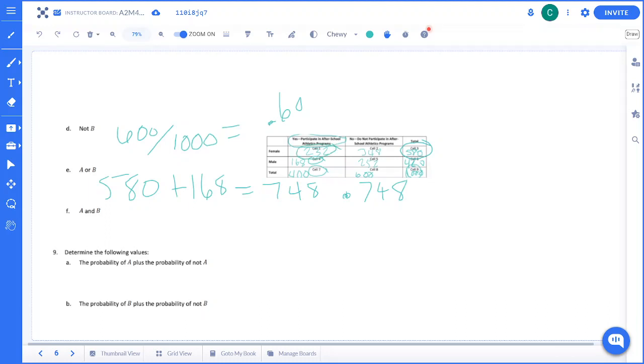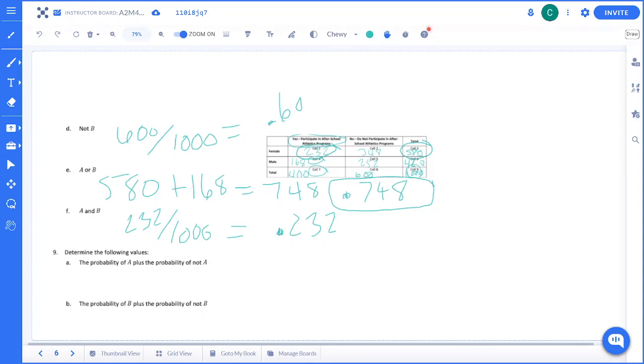Okay, so A and B, all we're doing is looking at an intersection of females that participate, and that would be 232 out of 1,000. And you notice that I already did the out of 1,000 right here for the previous one. 232.